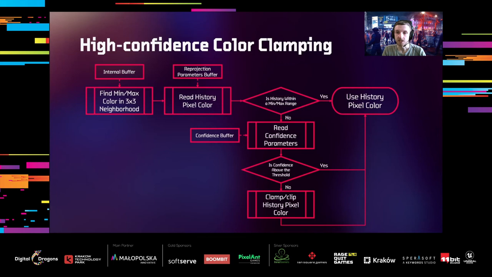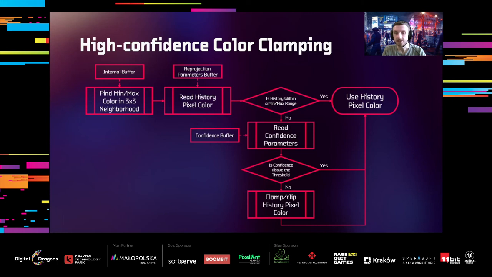So now, how is the confidence buffer actually used? This technique starts as a conventional color clamping. We look for the min max color in the current pixel neighborhood and remember them. Then we read the history buffer at the reprojected location and check if the history value is within a range of the stored min max colors. If it's within the range, all good, we simply use the reprojected history value.